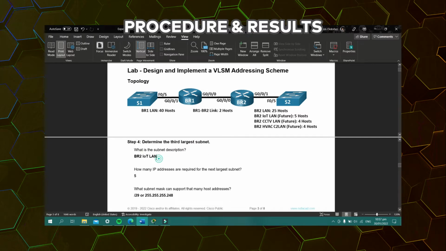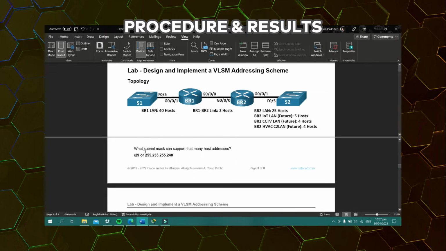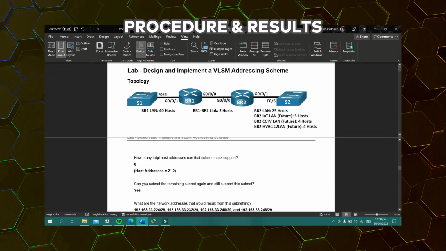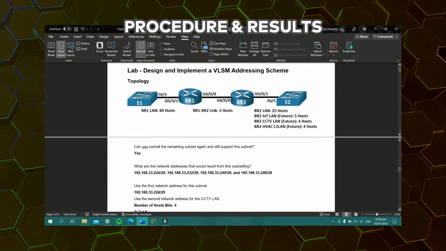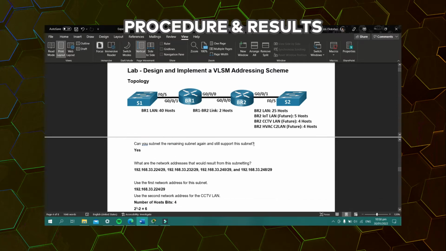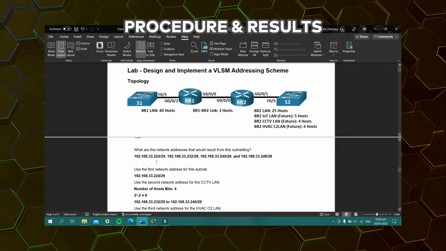What is the subnet description? BR2 IoT LAN, since among the remaining subnets, this has the highest number of hosts, 5 hosts. How many IP addresses are required for the next largest subnet? The answer is 5. What subnet mask can support that many host addresses? /29. How many total host addresses can that subnet mask support? It has host bits of 3, so 2 raised to 3 minus 2 is 6. Can you subnet the remaining subnet again and still support the subnet? Yes.